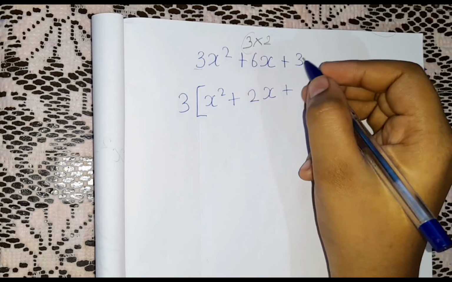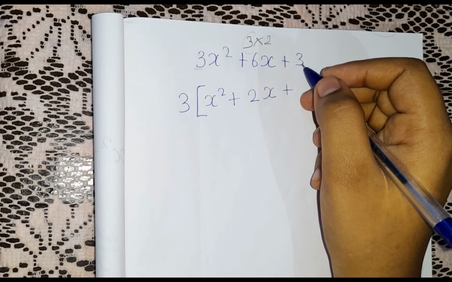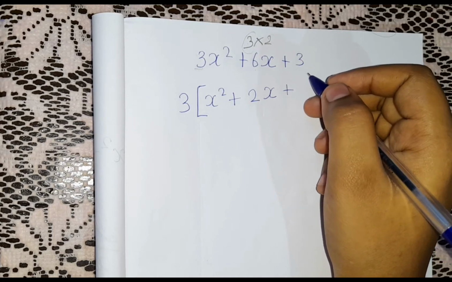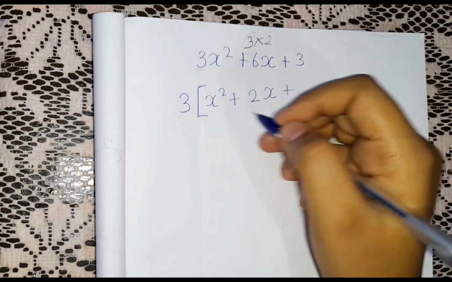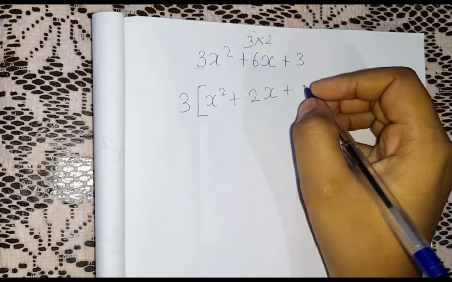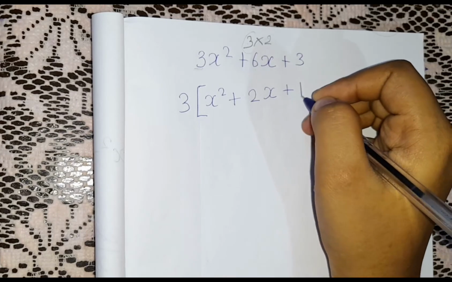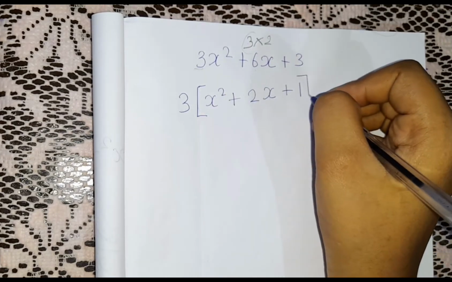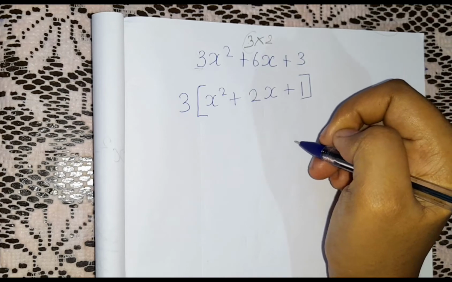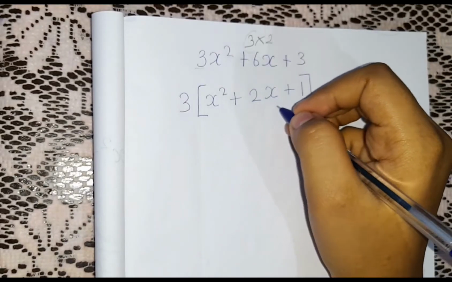And then plus, we have 3. Am I right? So 3, as you guys know, we have 3. So we are going to be multiplying with the number so that we get 3. So already we have 3 outside. So we shall just write 1, because 1 times 3 is 3, and then close the bracket. Okay. Now we got x square plus 2x plus 1.